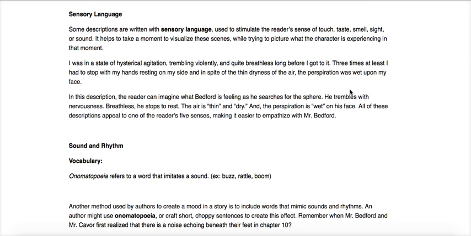Remember that perspiration is sweat. In this description, the reader can imagine what Bedford is feeling as he searches for the sphere. He trembles with nervousness. Breathless, he stops to rest. The air is thin and dry, and the perspiration is wet on his face. All of these descriptions appeal to one of the reader's five senses, making it easier to empathize with Mr. Bedford. Okay, so if you're trembling, you're feeling something. If you're breathless, you're feeling it. If you're feeling the air that's thin and dry, wet perspiration, that's all sensory language using your sense of touch, your feeling.